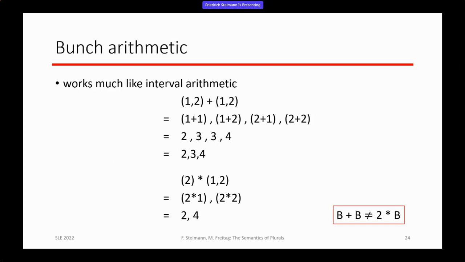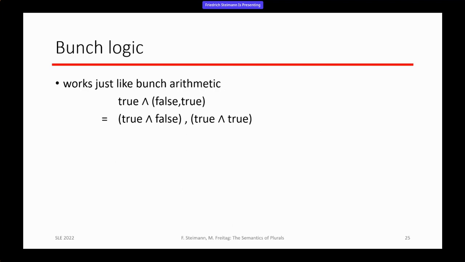I just gave you an example. You can also have bunch logic, and it works just like bunch arithmetic. Basically, you distribute the elements of the bunches over the operator. So if I have true and the bunch comprised of false and true, I get true and false, and logical and true, which is false and true. And negation for false and true works the same.